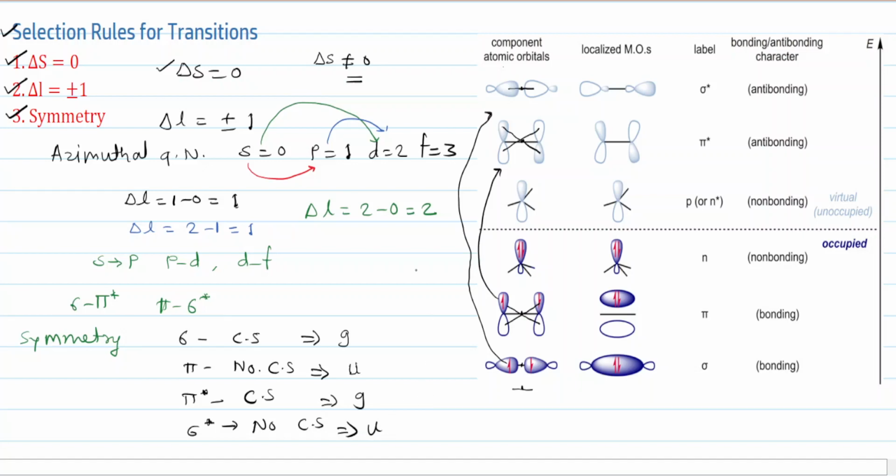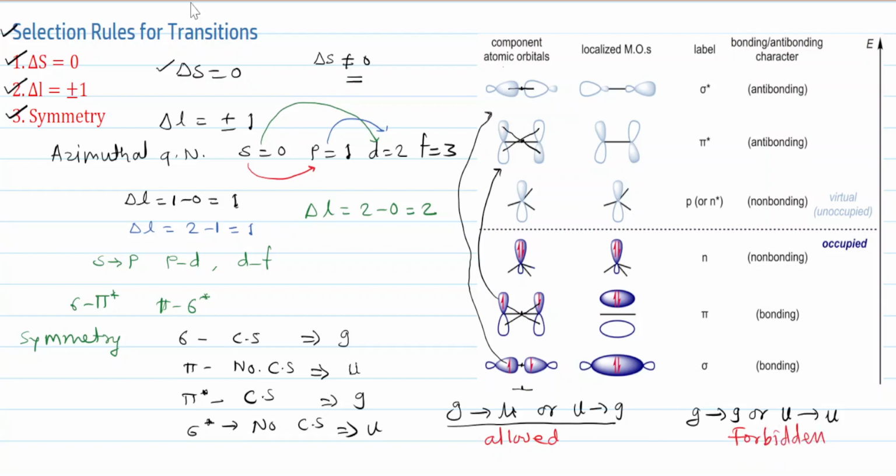Now the rule is that when the promotion of the electron occurs from gerade to ungerade, that is G to U or U to G, then these transitions are allowed transitions. And if the transition of the electron occurs from gerade to gerade or ungerade to ungerade, these transitions are forbidden. So I will write here, these are the allowed transitions, these are the forbidden transitions.